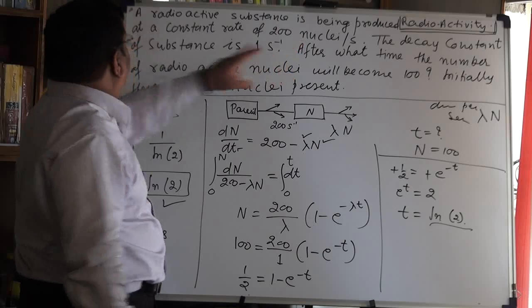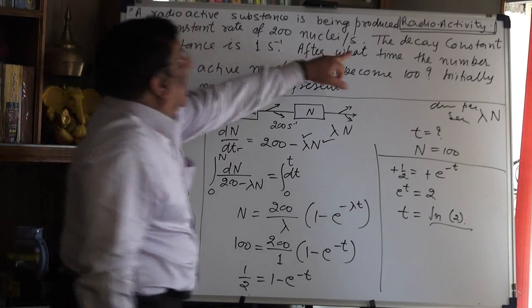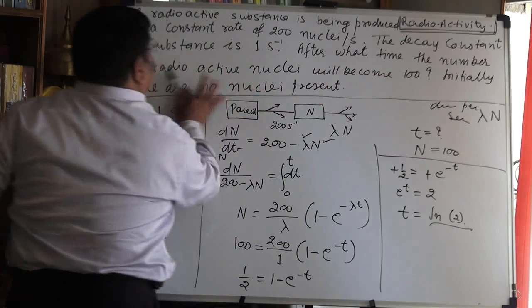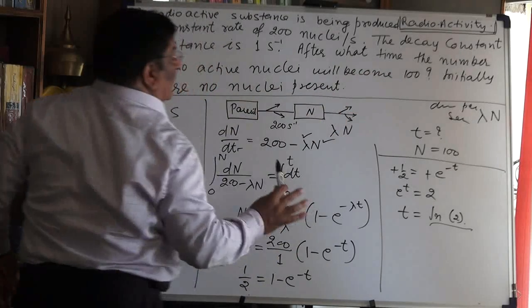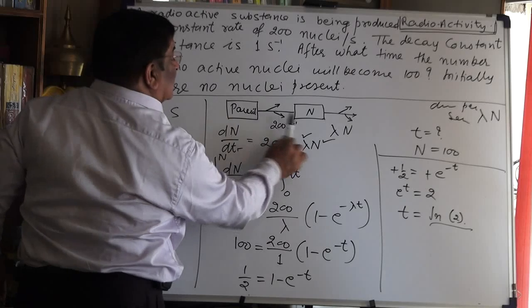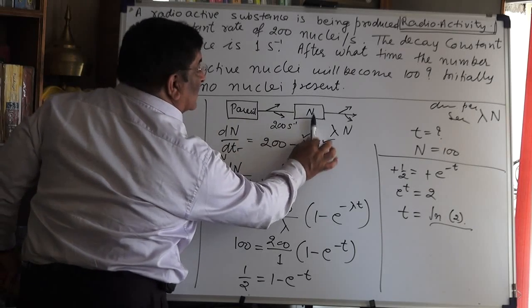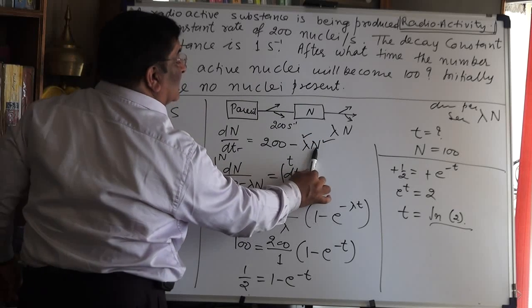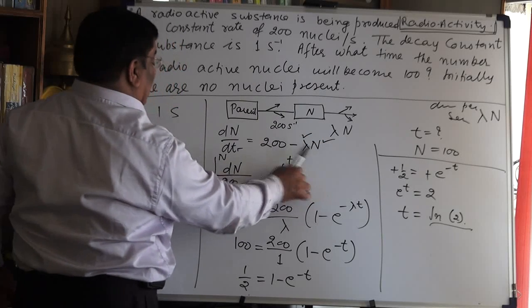Radioactive substance being produced and it is getting decayed also. After what time the number will become 100? That means there is a process, something is being produced and the same thing is getting decayed. How much is the change? Produced minus decayed, minus disintegration.